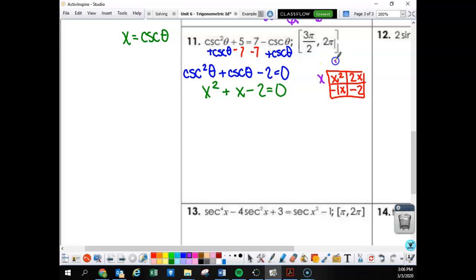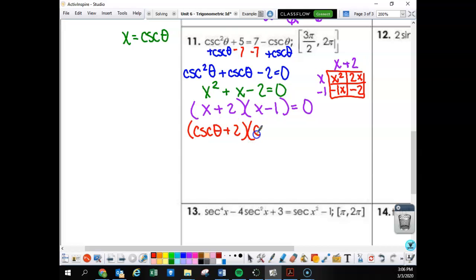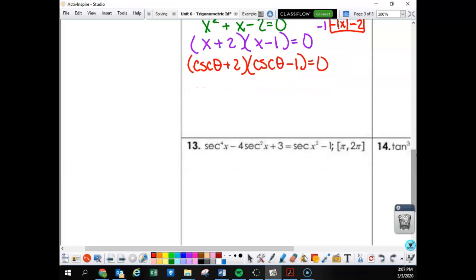So here x squared is x times x. What times x gives me 2x? That's a positive 2. And negative x times what gives me negative 1x? That'll be negative 1. So this factors out to be x plus 2 times x minus 1 equals 0. Okay, but x is cosecant theta. So this is going to be cosecant theta plus 2 times cosecant theta minus 1. Okay, and because of the zero product property, we set both of them equal to 0. So this is going to be cosecant theta equals negative 2 and cosecant theta equals positive 1.